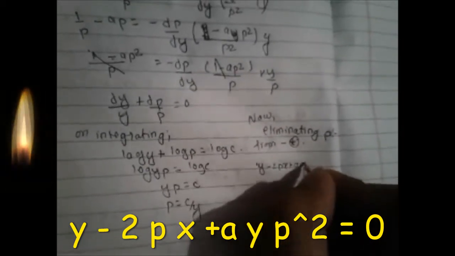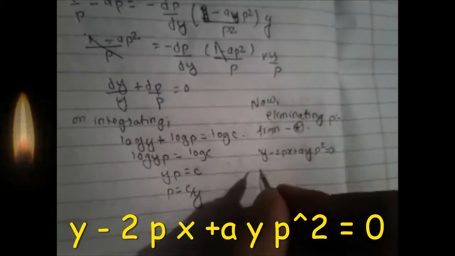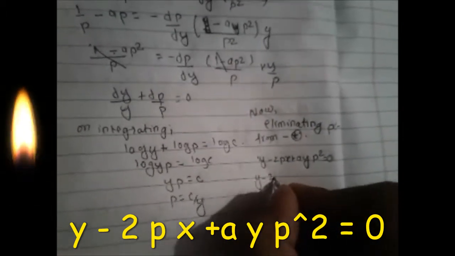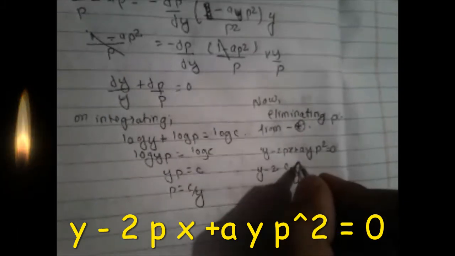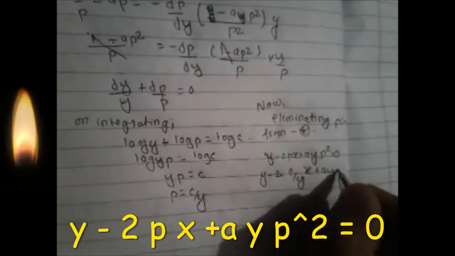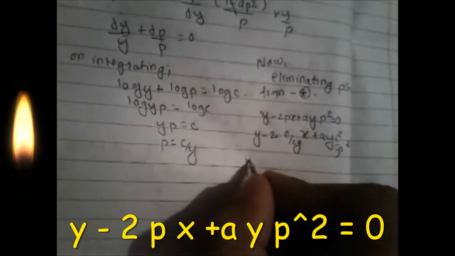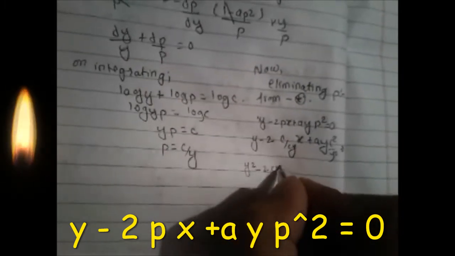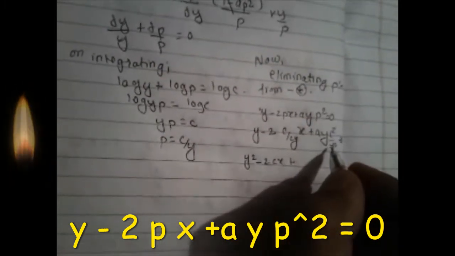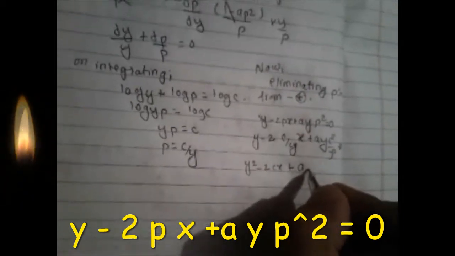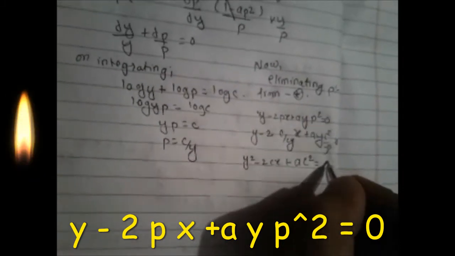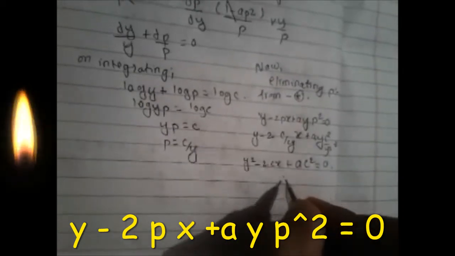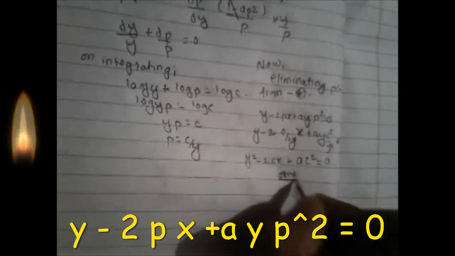2px plus ay p square is equal to 0. Y minus 2p, it's c by y x plus ay c square by y square is equal to 0. This is y square minus 2cx plus, this one, y is cancelled, so a c square is equal to 0. This is the required equation, answer.